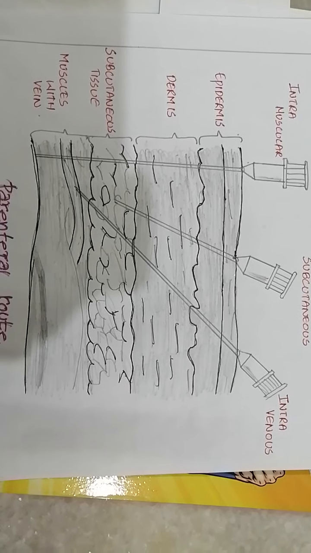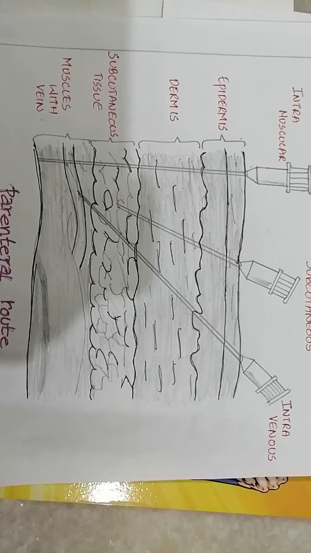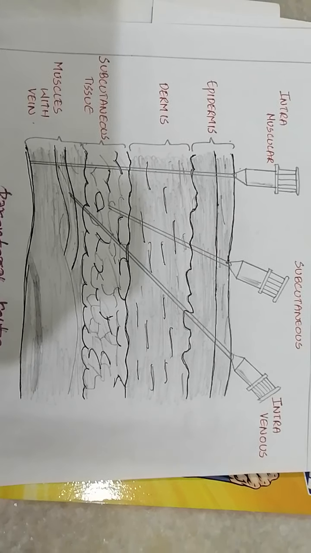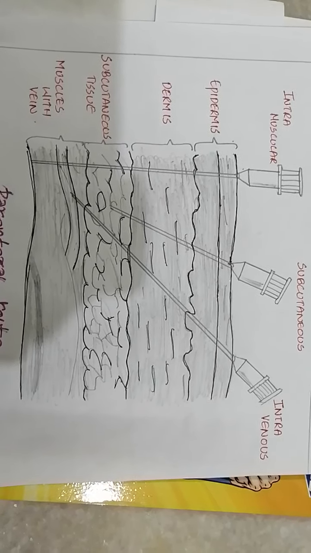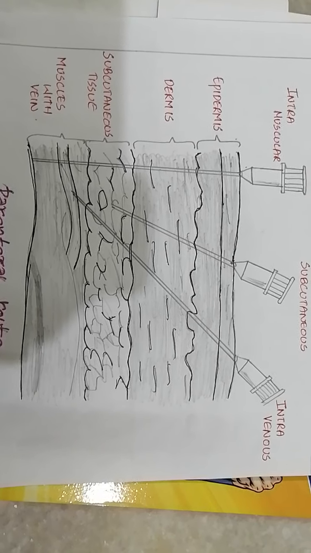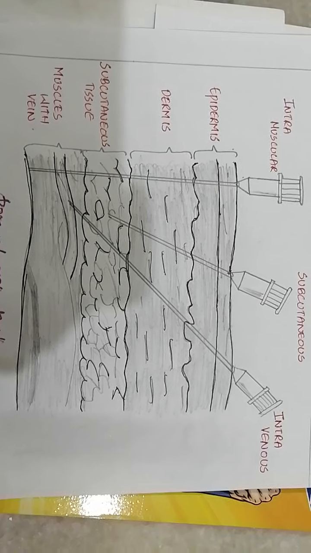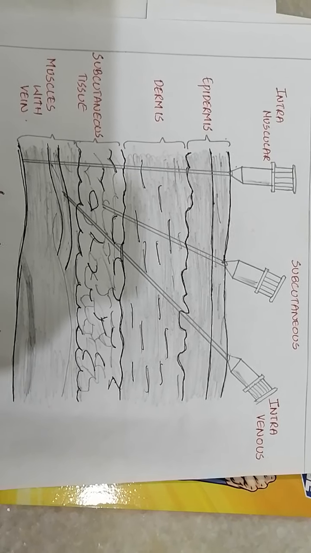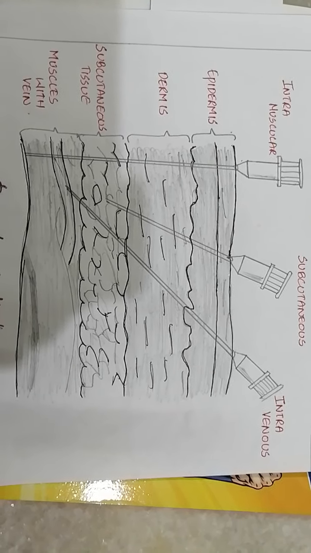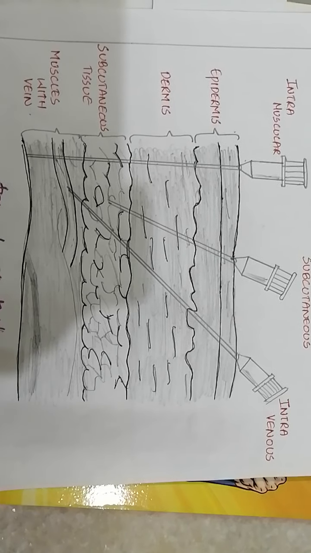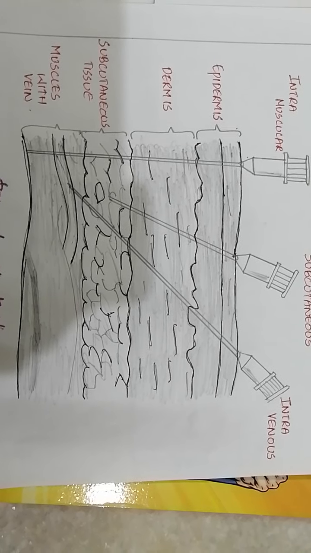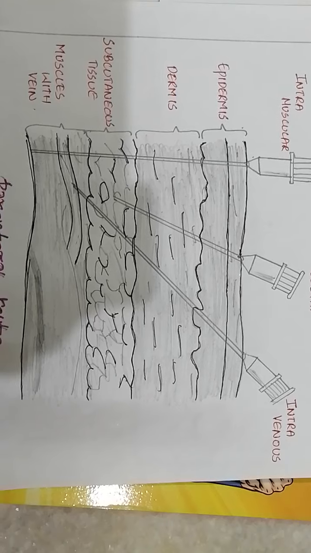Intravenous route: here the drug is directly injected into the vein. Example is ranitidine; in bleeding peptic ulcers, we give it by the intravenous route. Intramuscular is also very clear. Examples for the intramuscular route are diclofenac and paracetamol.